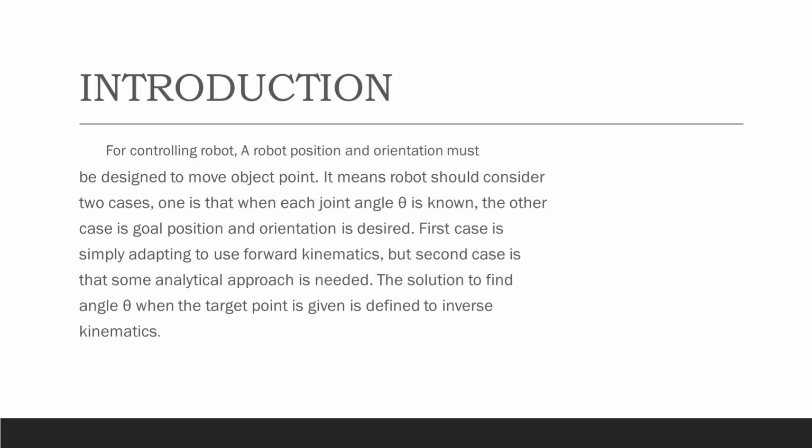So, in the introduction, for controlling a robot, the robot position and orientation must be designed to move to an object point. It means the robot should consider two cases. One is when each joint angle theta is known; the other case is when the goal position and orientation is desired. The first case simply uses forward kinematics, but in the second case some analytical approach is needed. The solution to find angle theta when the target point is given is defined as inverse kinematics.